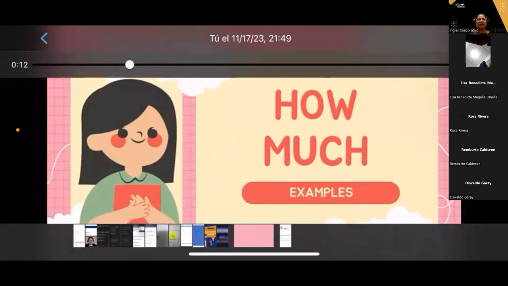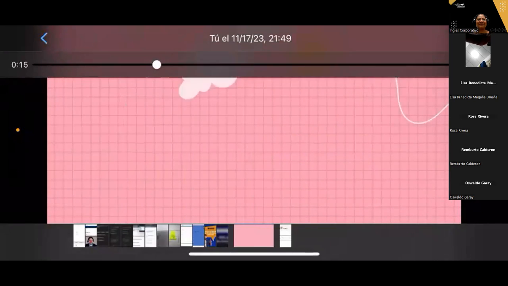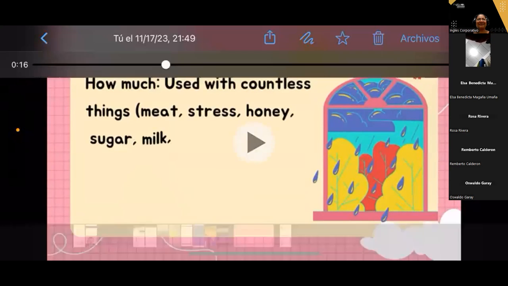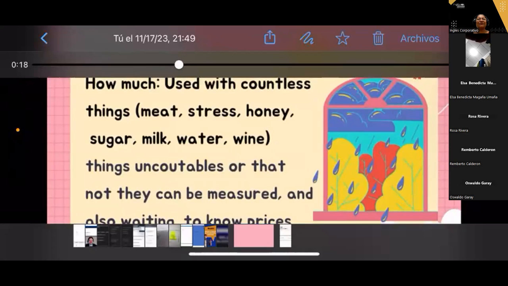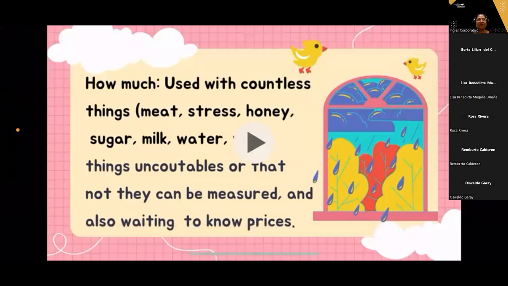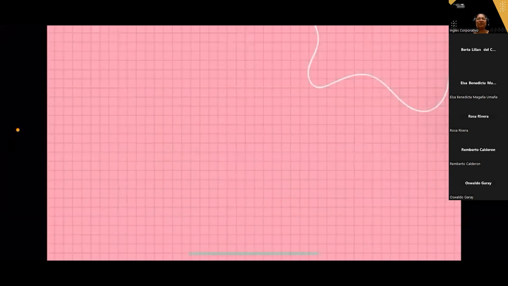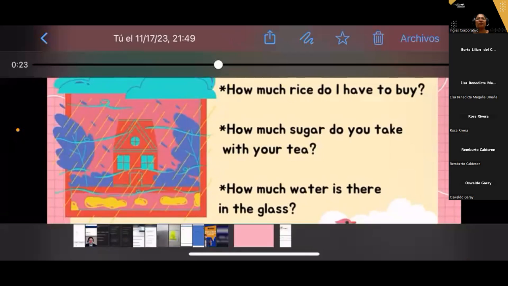Okay. How much examples. How much is used with uncountable things: meat, honey, sugar, milk, water, wine. These are things that cannot be counted, but they can be measured, and also for asking about prices. Okay, more examples. How much rice do I have to buy? How much sugar do you take with your tea? How much water is there in the glass?